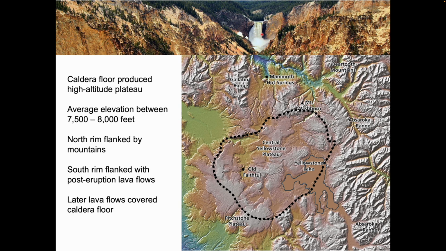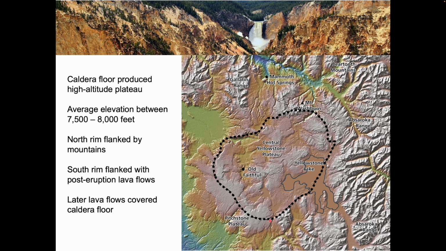This is a topographic map showing what Yellowstone looks like in the modern day. It's a sort of a high plateau on the western slope of the Rocky Mountains. The Absaroka Range is a sub-range of the Rocky Mountains. The average elevation of this plateau is about 7,500 to 8,000 feet, and it has mountains on the north rim, mountains on the south rim, mountains on the east rim, but then the west rim is what's called the Pitchstone Plateau. It is mostly made of lava flows.